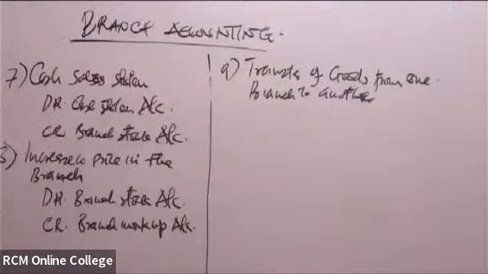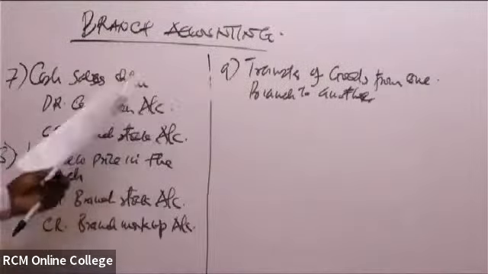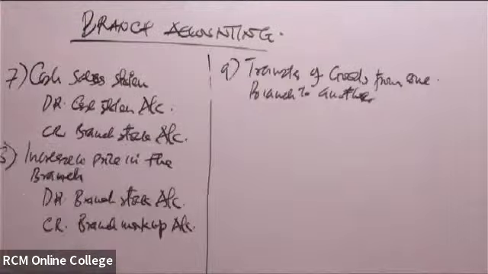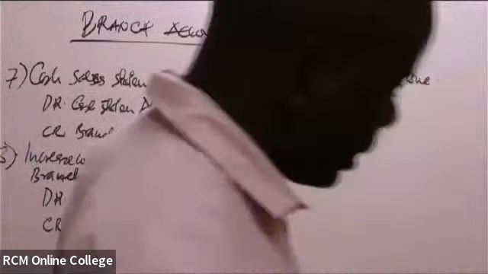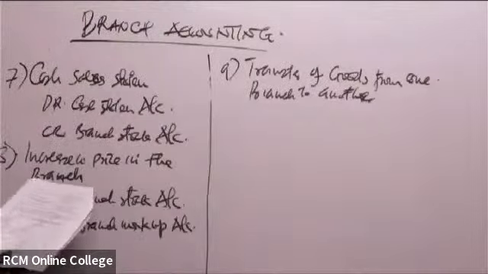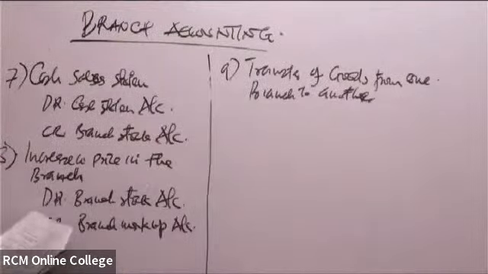For cash sales stolen, we said debit cash stolen account, and credit branch stock account. Then for number 8, increase in price in the branch, you debit branch stock account and credit branch markup account.